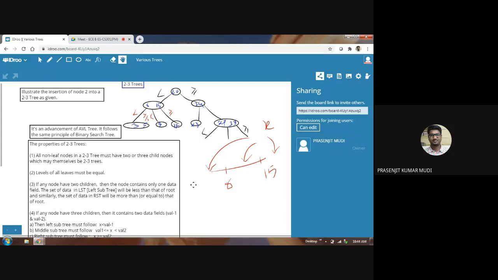Why is the tree so important? Why was the tree introduced in data structures? The primary objective is to make the searching process efficient. Before understanding trees, you have understood two popular searching techniques: one is linear search, another is binary search.